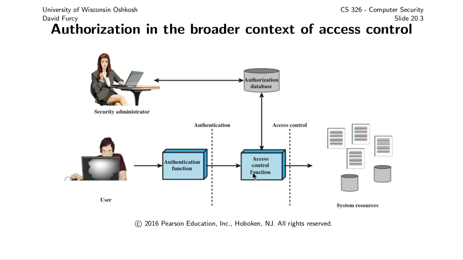And you can see that this function is literally in between the user and the resources, right after the authentication function. So this authorization function is basically going to take as input the access request from the authenticated user, and is going to get input from the authorization database to determine yes or no if this access request is granted to the user for that particular resource.